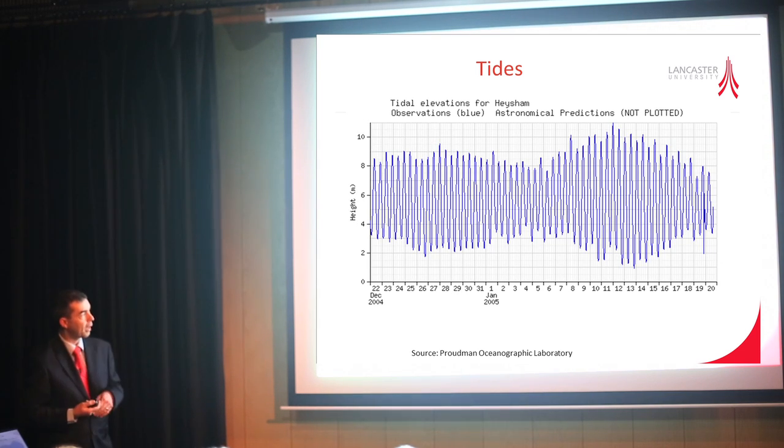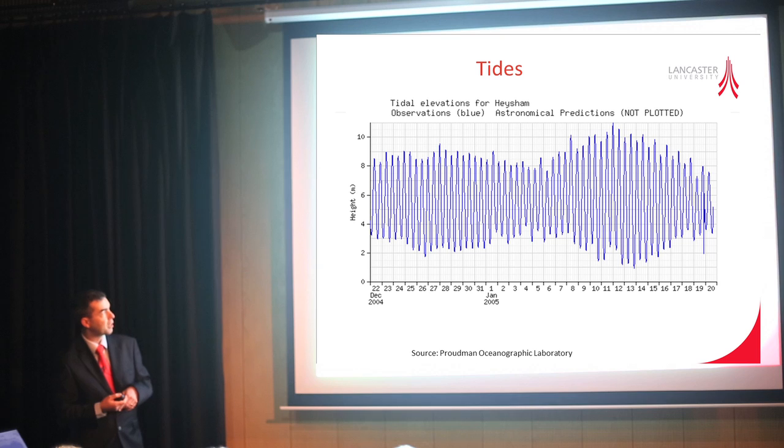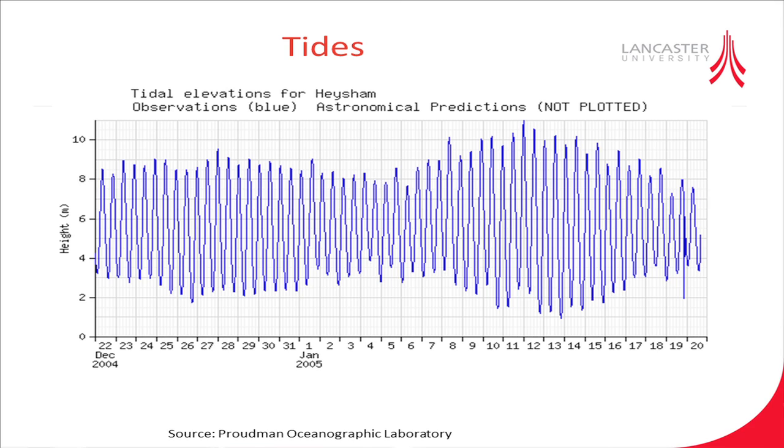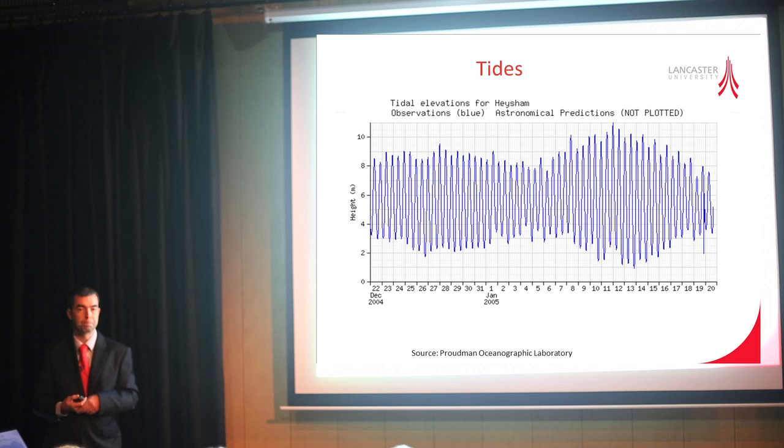Looking at the longer term, a month scale in this time, we can actually see the variation caused by this neap-spring cycle of the alteration in the tides, that typically during the neap period we have about half the tidal range to what we have during the spring cycle.